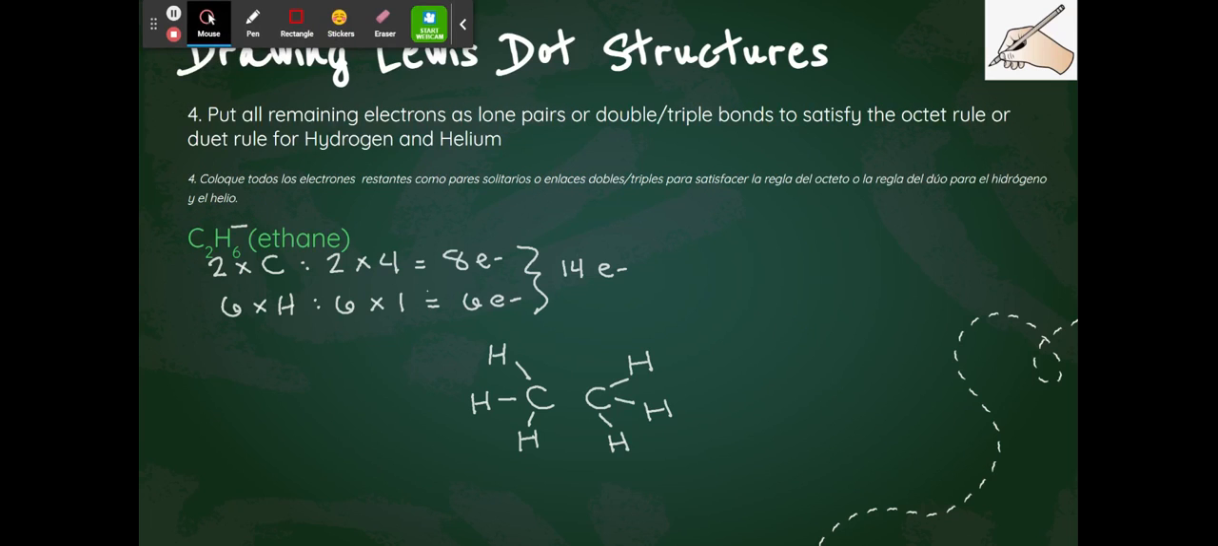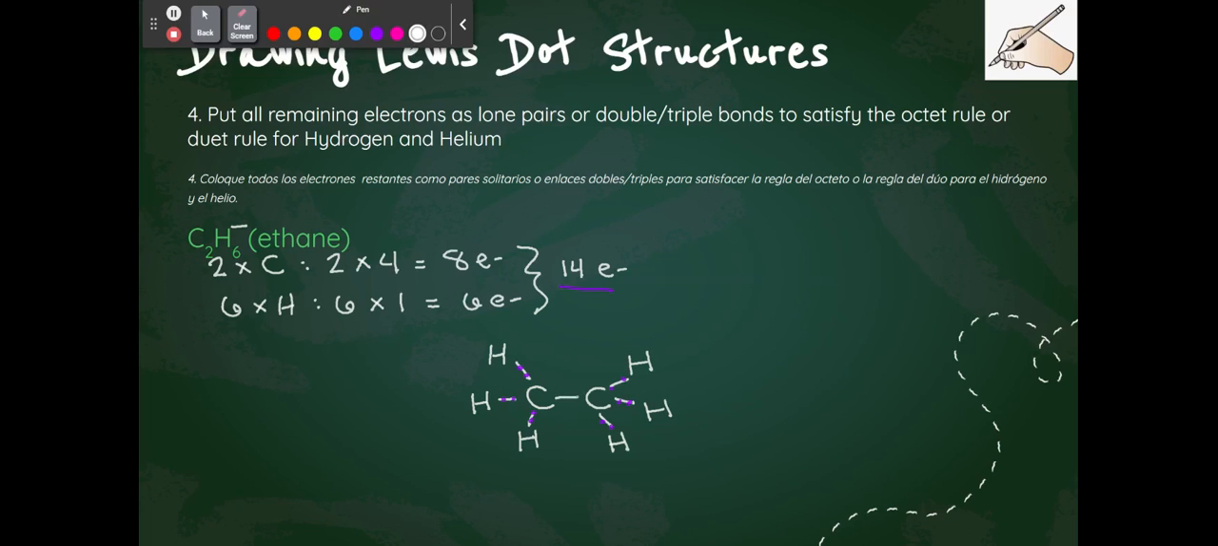My last step is to put all remaining electrons as lone pairs or double or triple bonds to satisfy the octet rule or the duet rule. Well, again, let's count our number of electrons that we have right now. So I see that I have 1, 2, 3, 4, 5, 6, 7, 8, 9, 10, 11, 12. And I'm supposed to have 14. So I am 2 electrons away from getting to the total number of valence electrons I'm supposed to have in this compound. Well, that is a simple fix because I still have not connected these 2 central atoms.